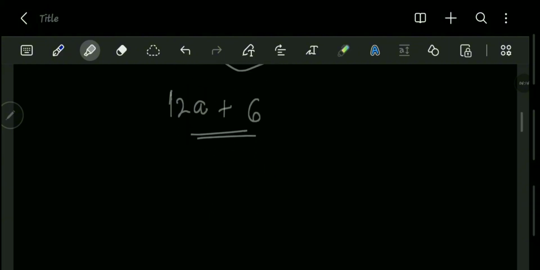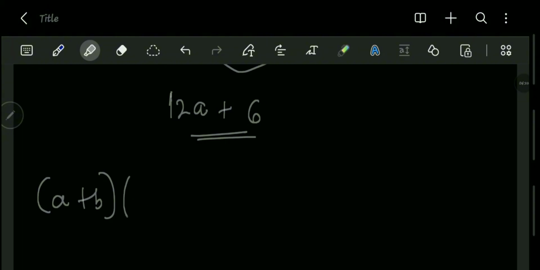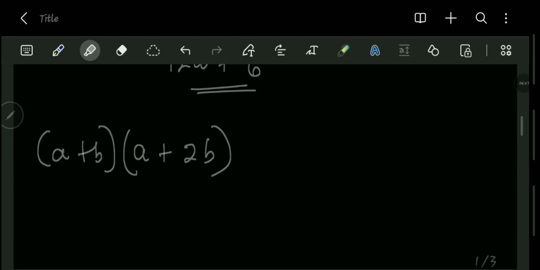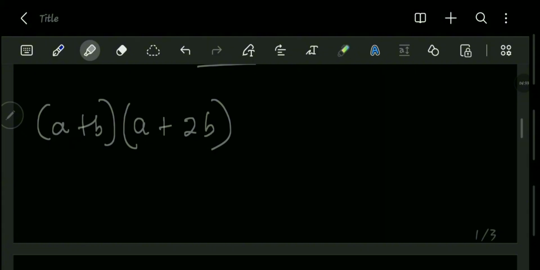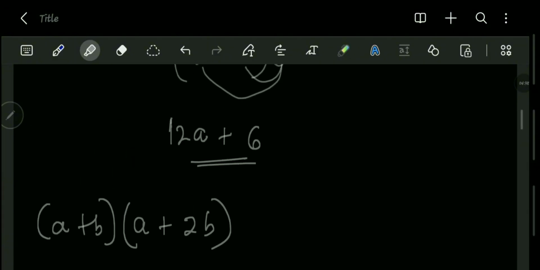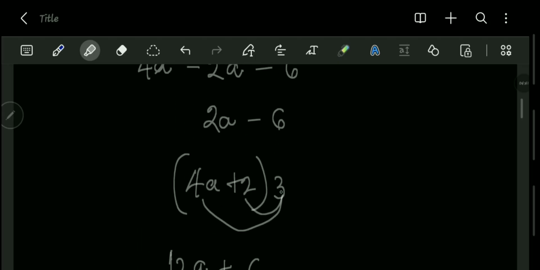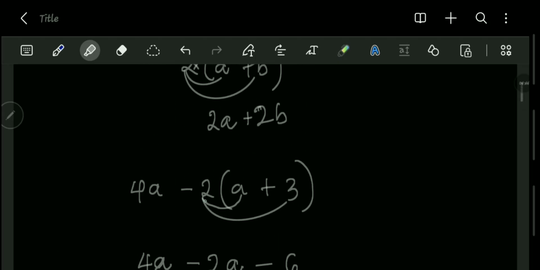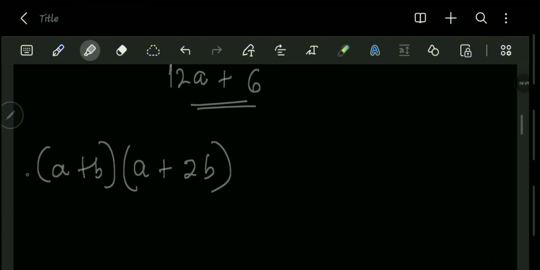So having understood this, let's take a more challenging example. Let's say you have a plus b, and then a plus 2b, and you are asked to expand. Remember, when you are expanding, you are taking away the bracket, right? So in this case, we need something to be outside the bracket to be able to expand it, right? Just like this case here. Something has to be outside for us to use it to expand the bracket. But in this case, there is nothing outside the bracket here. Neither is there anything outside the bracket here.